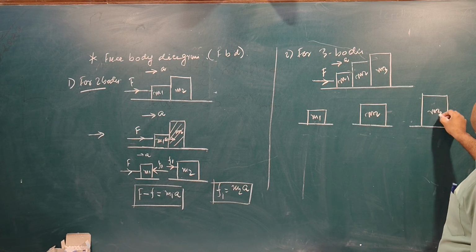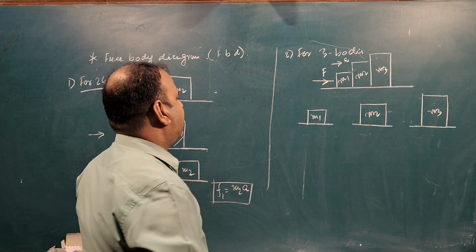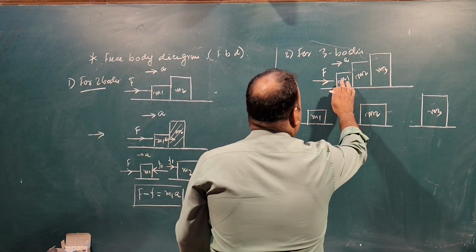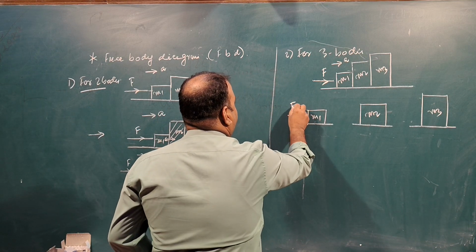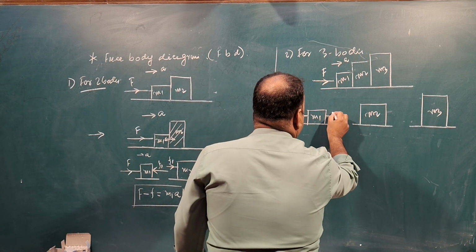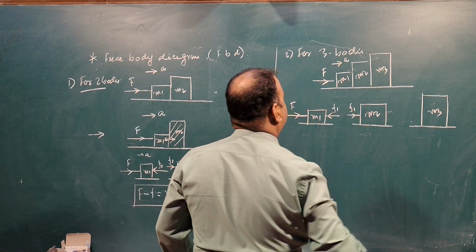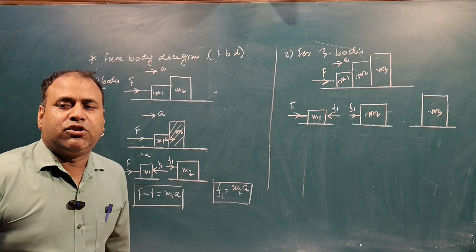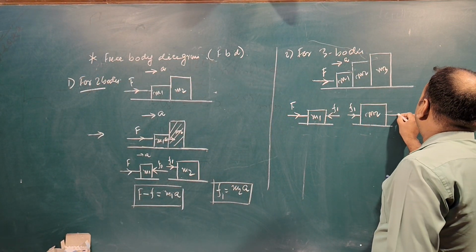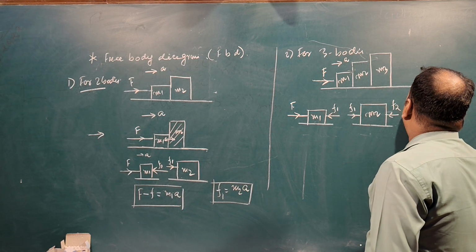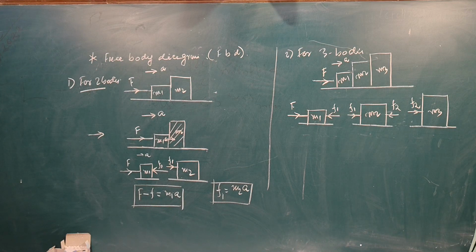It will be M3. Now, dear students, how can we make it free? When the force is acting, due to the applied force F there is an opposite force F1 that develops between the two bodies. Here also there will be a force F2 between the two bodies. So this is the free body diagram.